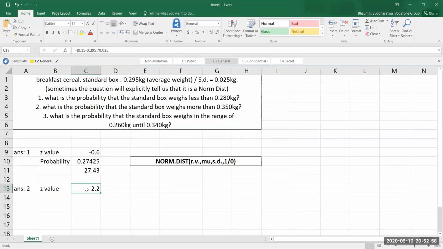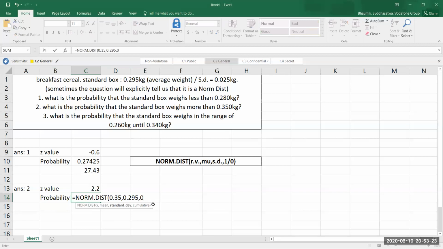Now, obviously, as I have already explained, the Z value is going to be a positive value. So what do I do if it is a positive value? I can either use this function to calculate the probability, or I can use another function. Okay, let me use this function and see what is going to happen. It is equal to norm.dist. Then I'm going to put the value of x 0.35, then the mean 0.295, then the standard deviation 0.025. Then if I put cumulative distribution equal to true, this value that comes is the opposite value. This is not the correct value.